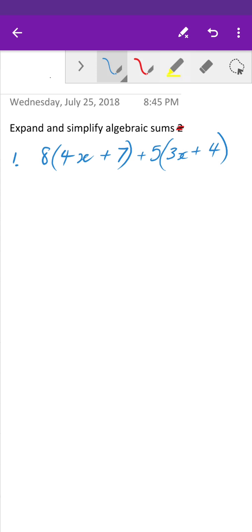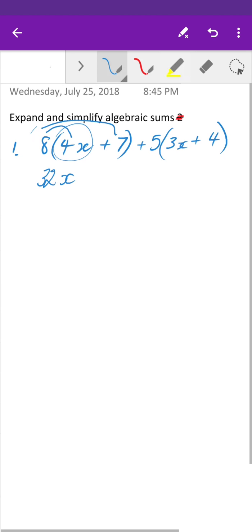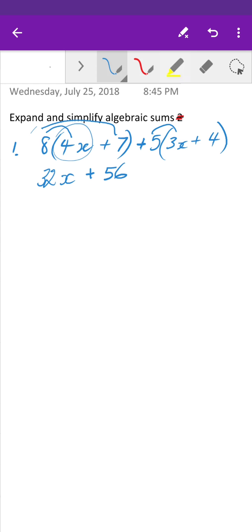Now here we have an expression and we need to expand. So 8 times 4x is 32x. 8 times 7 is 56. Now we've got this plus here, and 5 times 3x is 15x. And 5 times 4 is 20. Well, we just expanded two products, and that becomes 32x plus 56 for the first part and 15x plus 20 for the second.